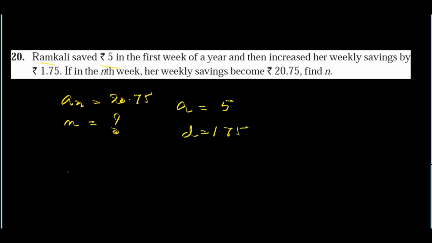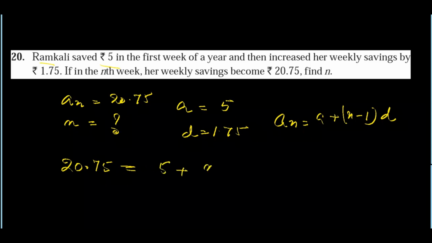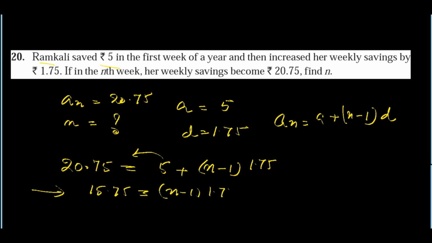Okay. So our AN is A plus N minus 1 times D. This is a beautiful formula. So 20.75 equals 5 plus N minus 1 times 1.75. So 5 is taken to this side, and 15.75 is N minus 1 times 1.75.